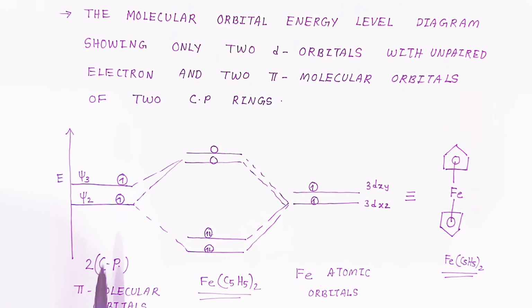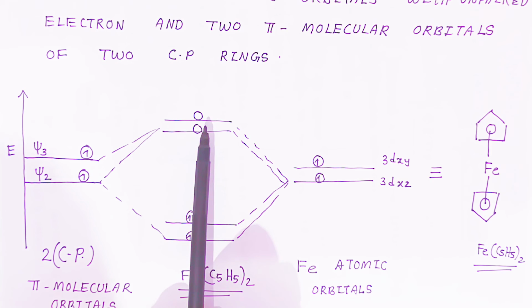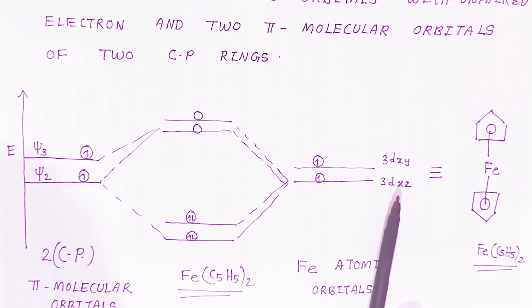So here, students, we are talking about two cyclopentadienyl rings. The first cyclopentadienyl has an unpaired electron in psi 2. Second, because both energy levels are equal, psi 2 and psi 3 will have an unpaired electron like this. Now what happens, these atomic orbitals will overlap and form the molecular orbitals like this. Understanding? All the electrons will go to the bonding molecular orbitals, and the anti-bonding molecular orbitals will be vacant. So this way, students, you can explain the bonding in ferrocene.